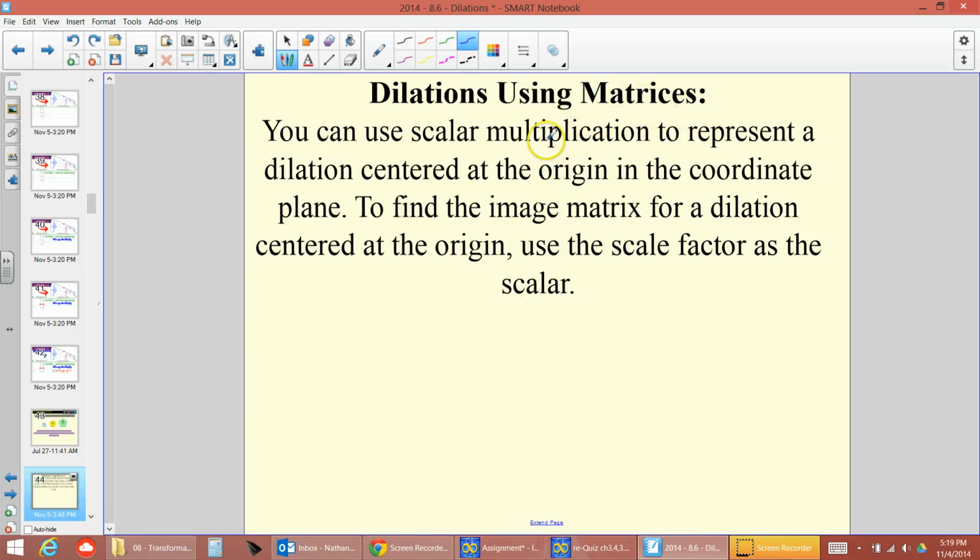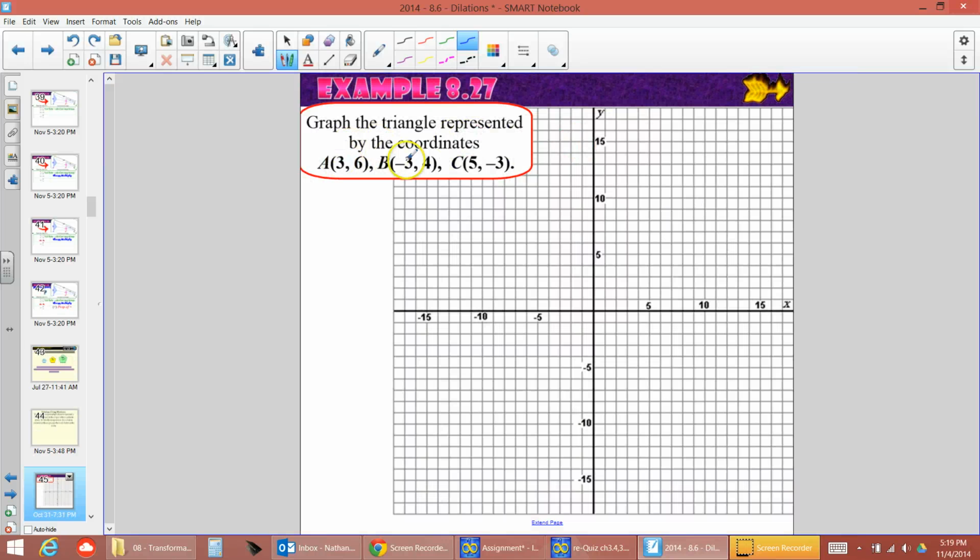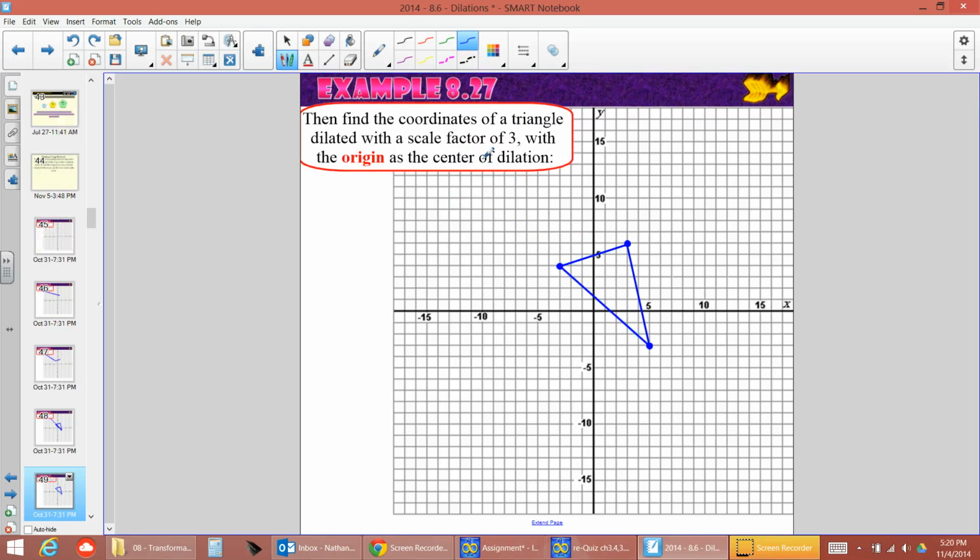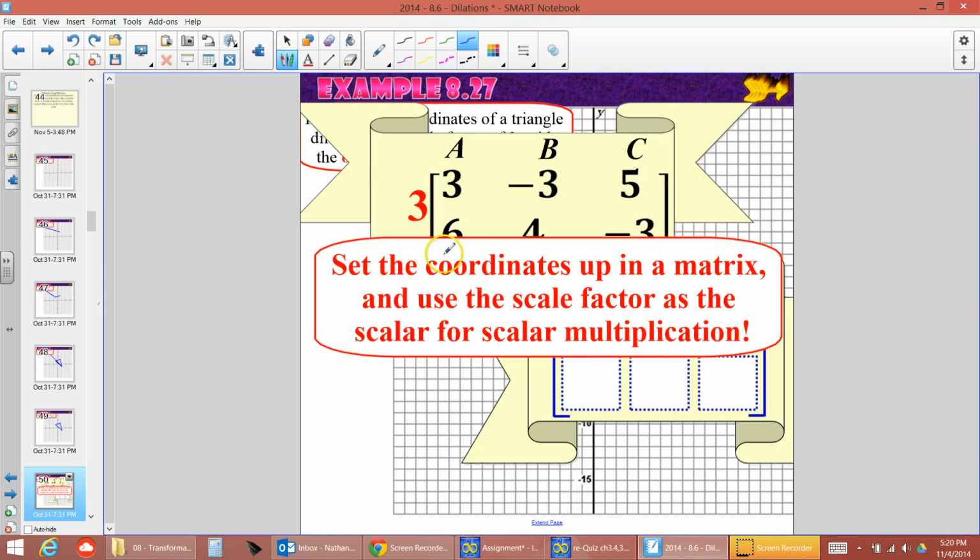All right, so we can use the scalar multiplication of matrices to help us do dilations. So if we plot our points, here's A, B, C. Let's go ahead and plot those on our notes. Now, if I then ask you to find a scale factor of 3, we've got our triangle, and I want to do a scale factor of 3. Now, again, your center of dilation is always going to be the origin, but I'm going to set it up in a matrix.